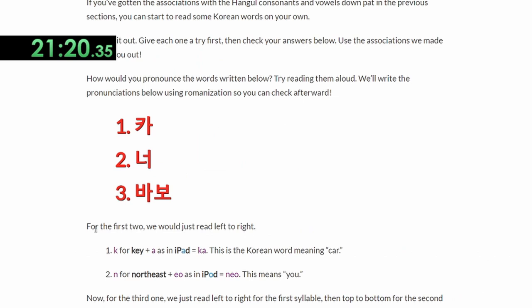Okay, for the first two, we were just really rough. That's K is for key, plus A as in iPad. Ka, this is a word meaning car. Okay, so this one's K, and I was right, this is A. So that's Ka. And then N is for northeast, plus EO, as in pod. Neo, this means you. Okay, so the L is the N, okay?